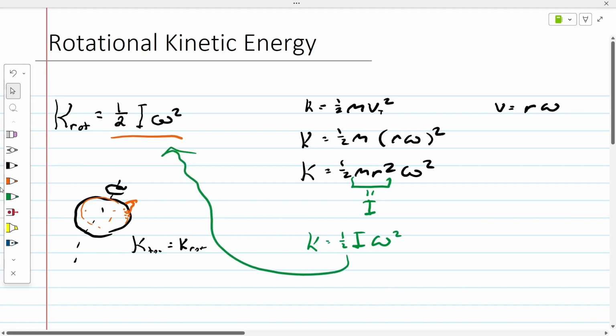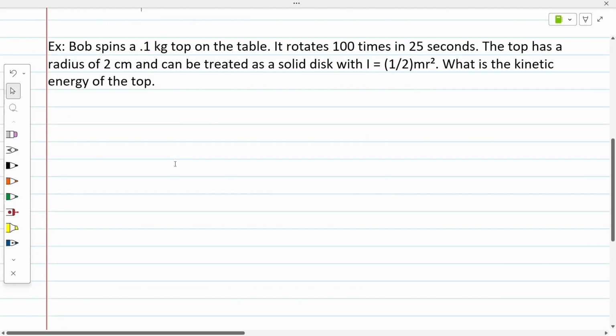Let's look at an example using this equation. Bob spins a 0.1 kilogram top on the table. It rotates 100 times in 25 seconds. The top has a radius of 2 centimeters and can be treated as a solid disk with rotational inertia 1/2 m r squared. What is the kinetic energy of the top?